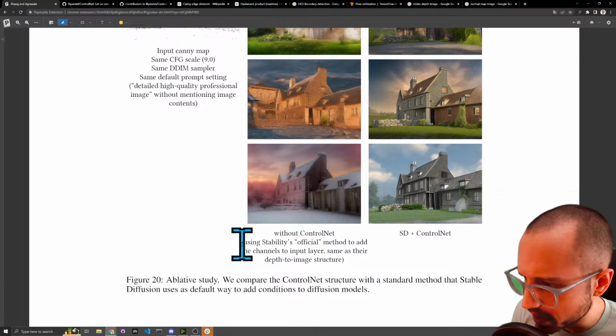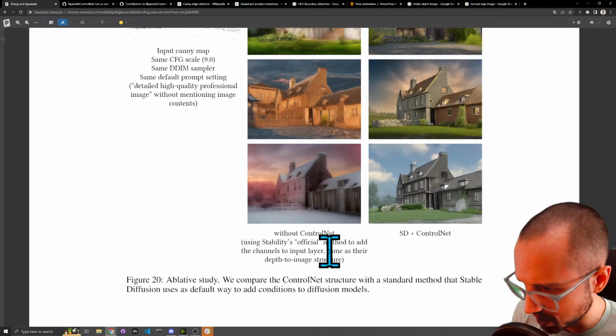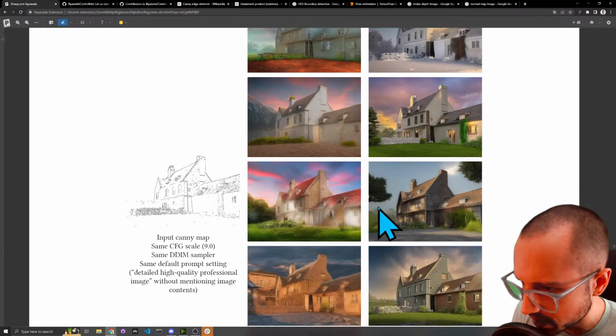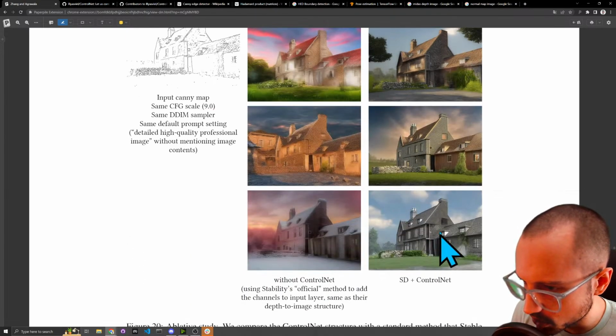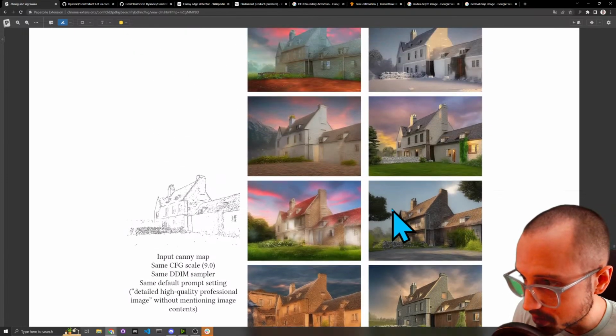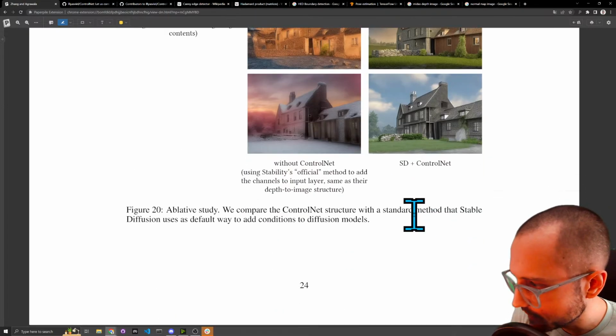So I think here they're comparing to adding the channels to an input layer. I guess there's some kind of official recommendation from Stability AI where you can add the depth channel into the original image, and then you can get a similar effect, but it seems like the ControlNet is actually cleaner. It's also crispier, right? Look at the crispiness of this image compared to that. The individual lines are just more well-defined still.